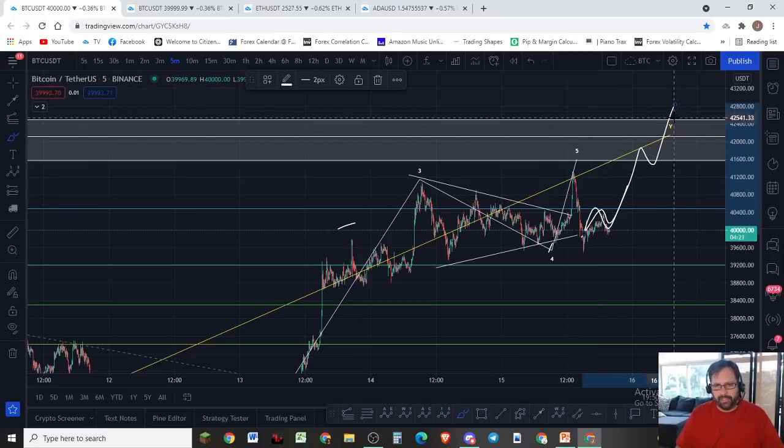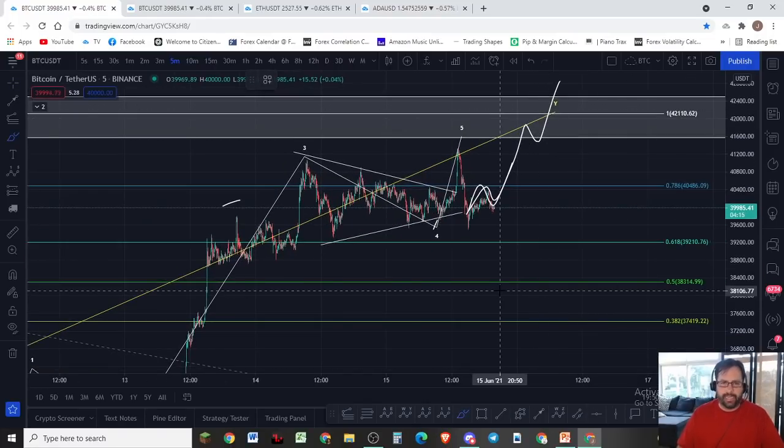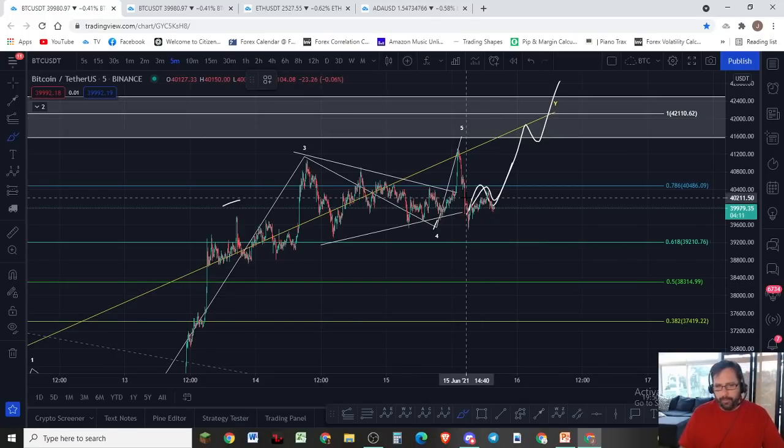We could make just a little corrective wave with higher highs, or guys, we could be preparing for a major dump back down to 28K. We'll have to wait and see. I'm on the edge of my seat as well. I hope you guys are too.